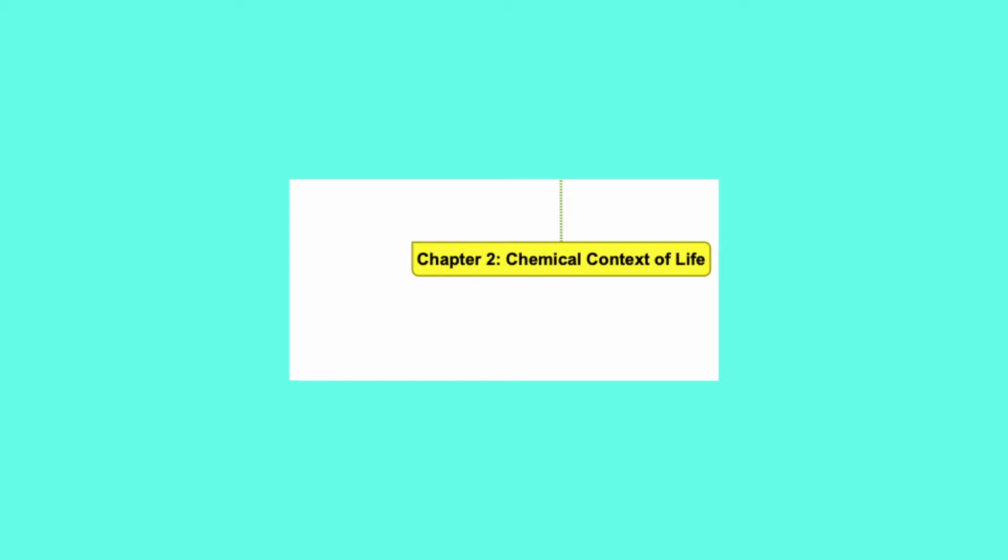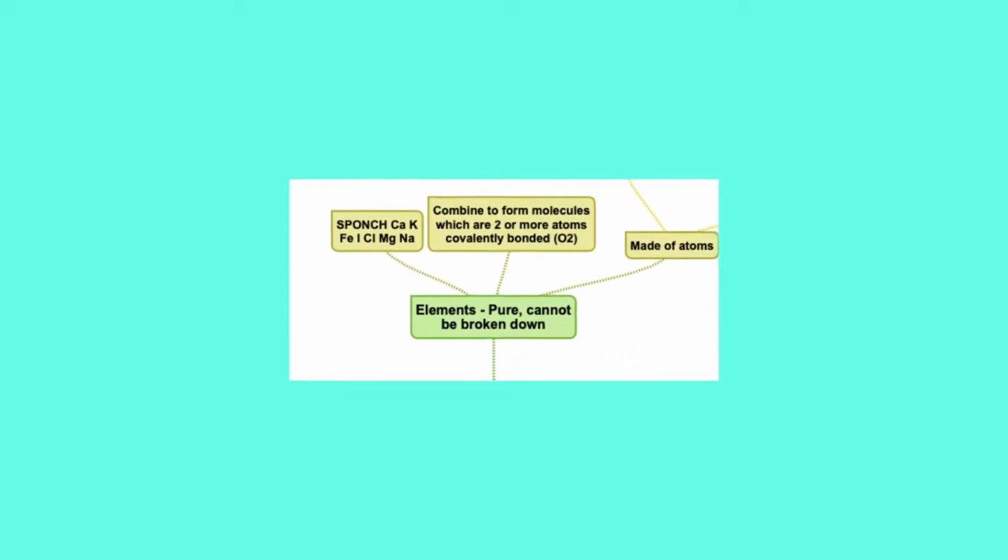So let's go ahead and take a quick look at the material for Chapter 2. I would imagine the majority of this is going to end up being a review from your basic bio and basic chem classes. So elements such as carbon, hydrogen, oxygen, nitrogen, these are going to be pure and they cannot be broken down. If you take a look at these elements over here, these are going to be the elements that we will deal with the majority of our time in biology.